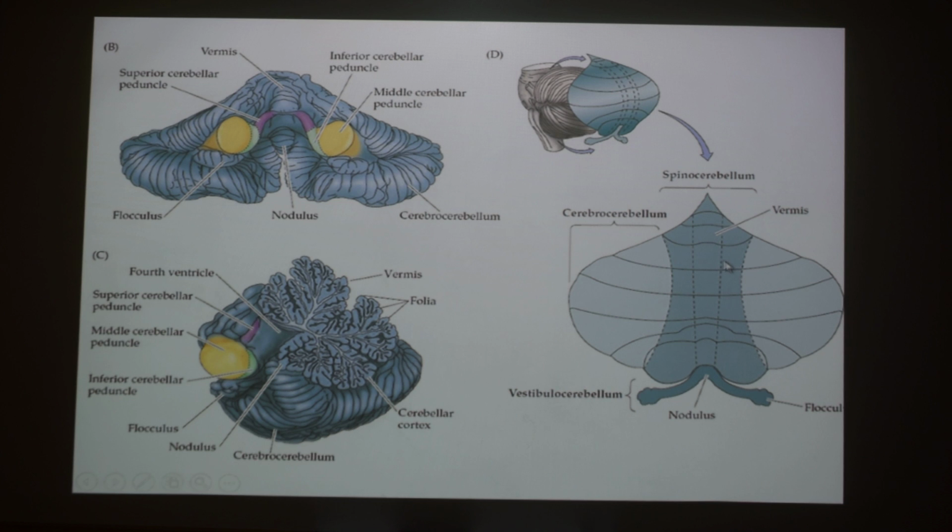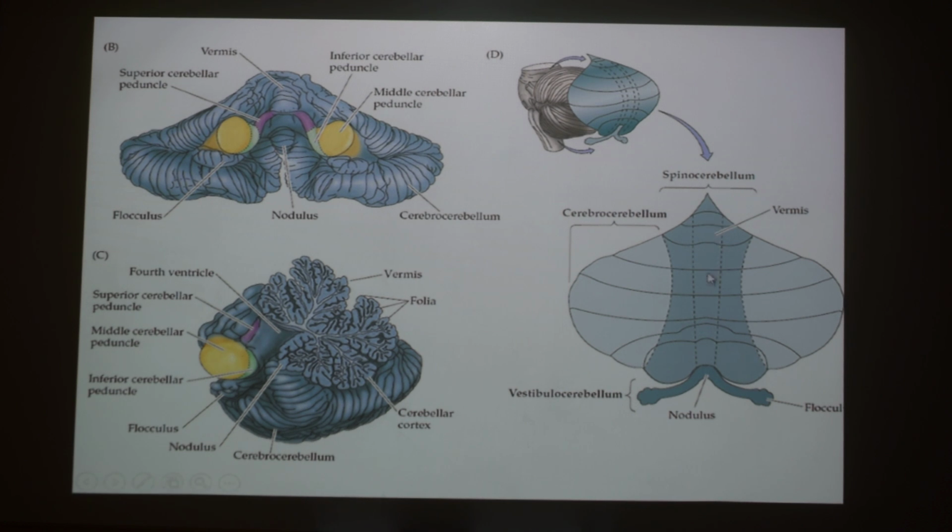The spinocerebellum, which is the median and the paramedian part of the cerebellum, is mainly responsible in correction of your posture, your muscles of the trunk, as well as any movement which you are performing in the limbs.